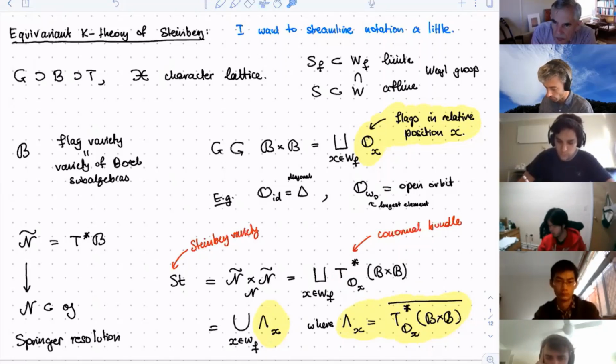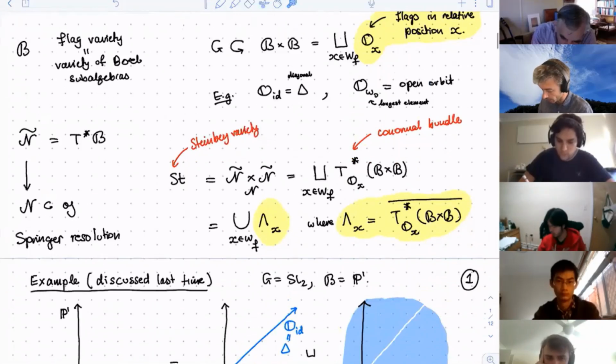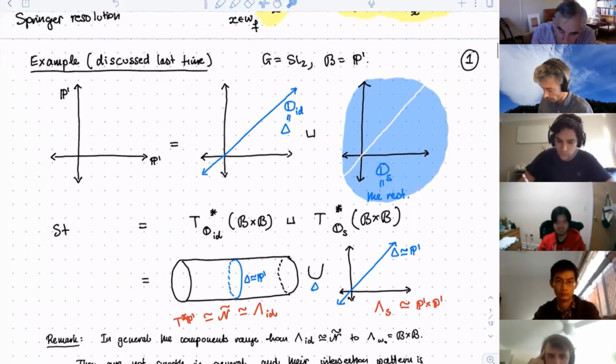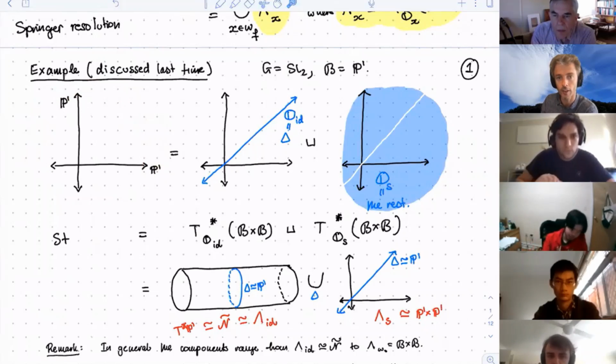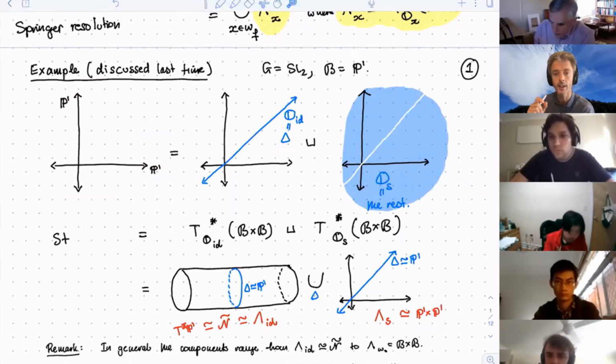And one more pre-prepared slide is this example that we discussed last time, which is P1 times P1, flag variety times flag variety for SL2. SL2 has 2 orbits on this. If I give you a pair of points in P1, up to SL2 conjugacy, they're either distinct or not, which says that P1 times P1 is the disjoint union of the diagonal and the complement of the diagonal. So this would be O identity, O s.